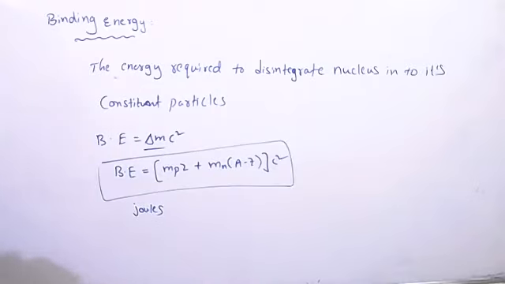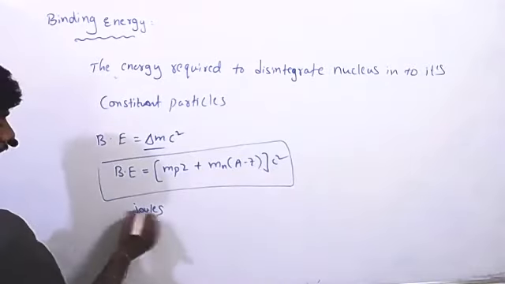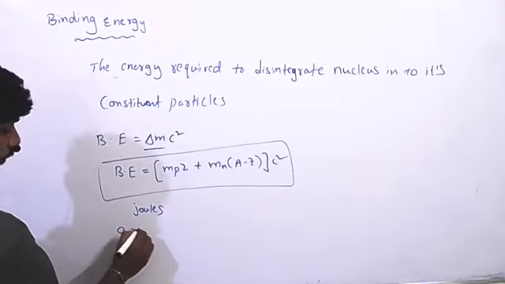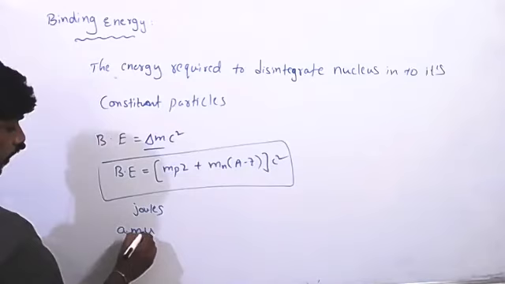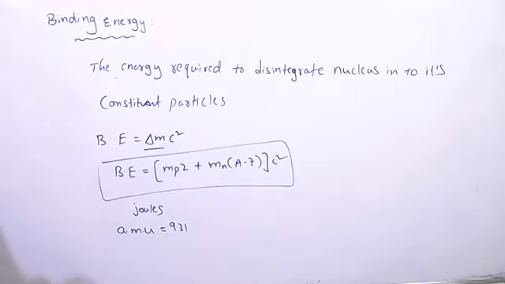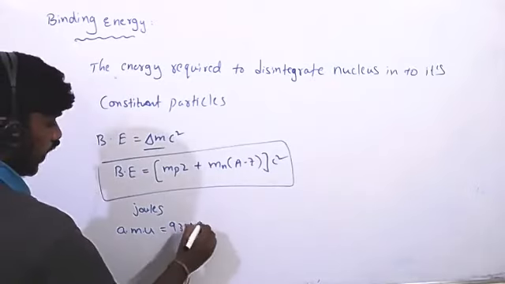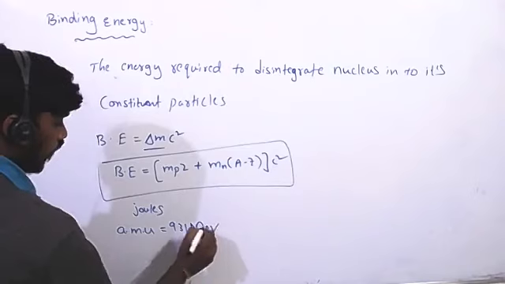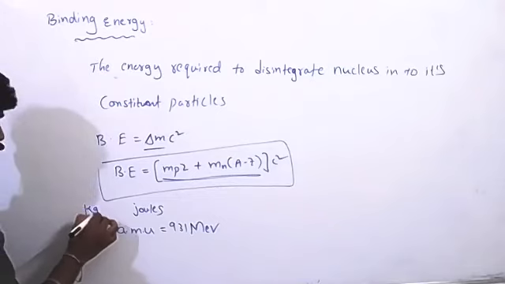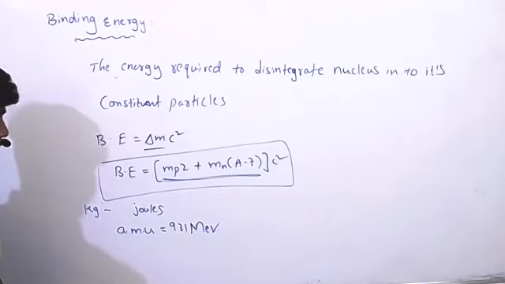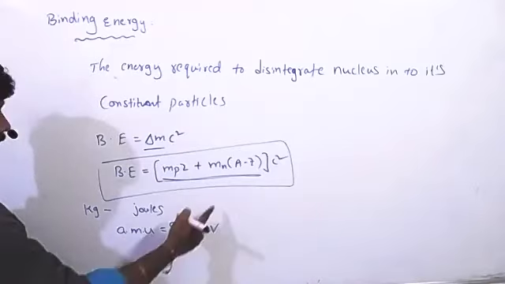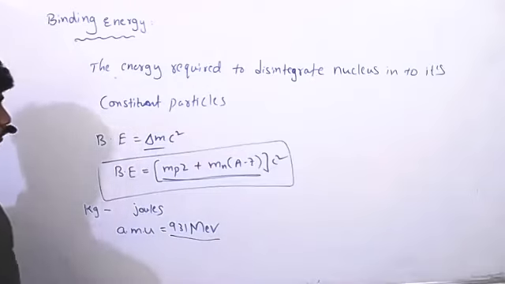If mass defect is measured in kgs, then binding energy is in joules. If mass defect is measured in AMU, then 1 AMU equals 931 mega electron volt. If mass defect is measured in kg, then binding energy is in joules. If mass defect is measured in AMU, then binding energy is measured in mega electron volts.